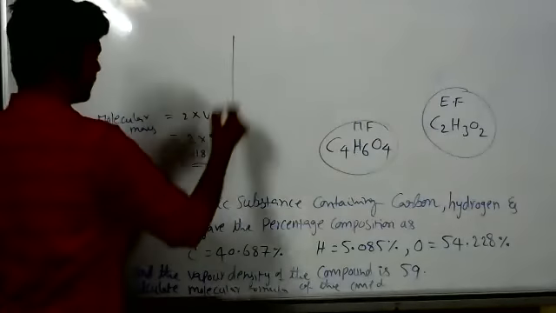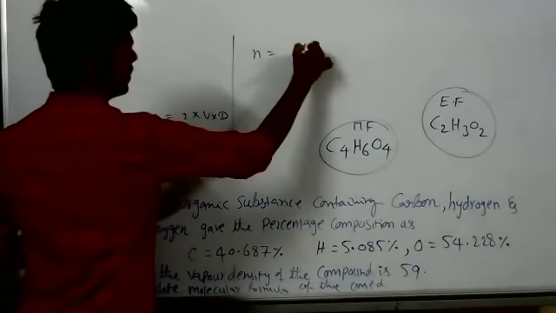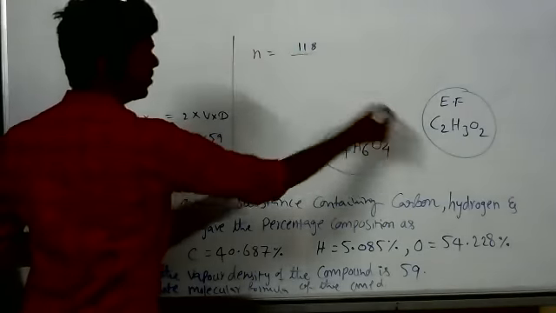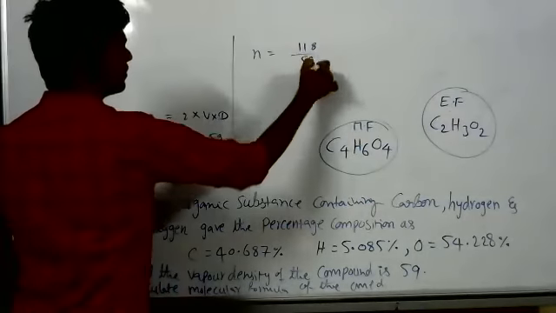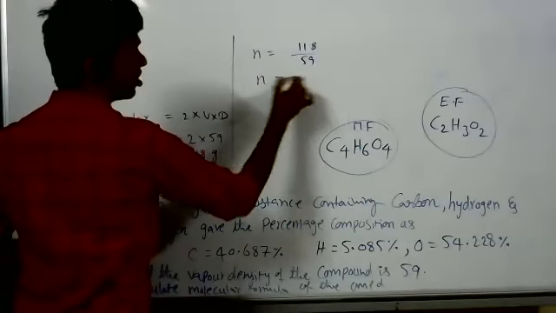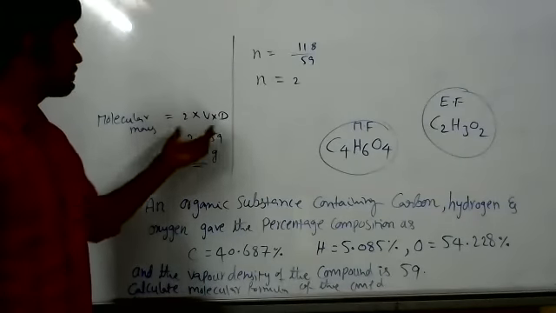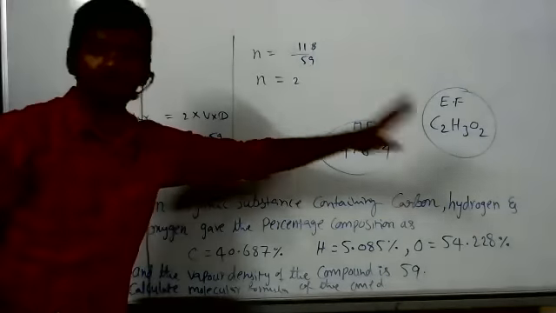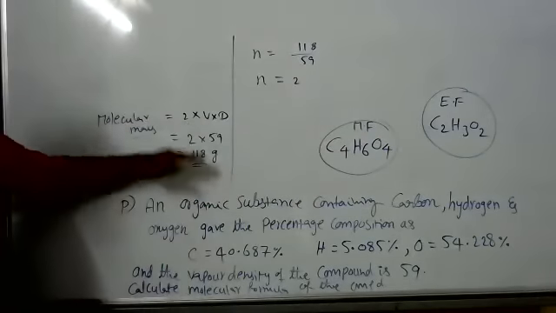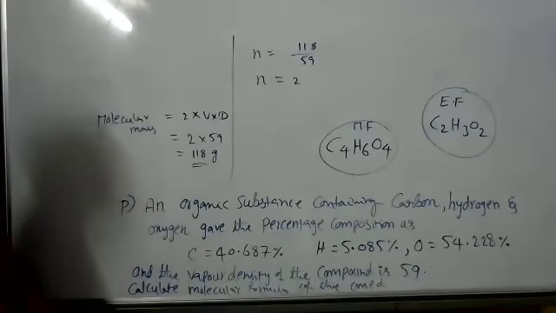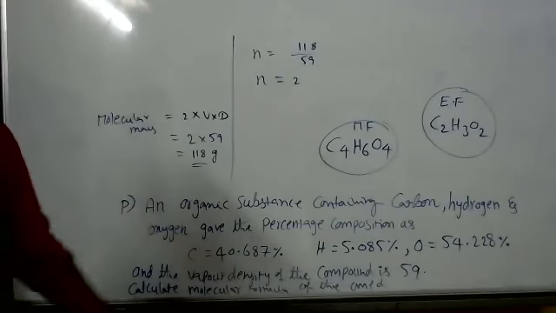Next, you need to calculate the n value. N is equal to molecular mass divided by empirical formula mass. Sir, you can keep it as 2 into 59 only, then 59 will get cancelled. No, here you calculate the n value only. It won't always become equal, vapor density and empirical formula mass won't be equal. So go by this method only. First calculate molecular mass, then calculate n. Don't write directly that vapor density is equal to empirical formula mass.